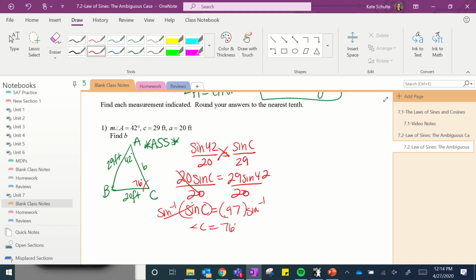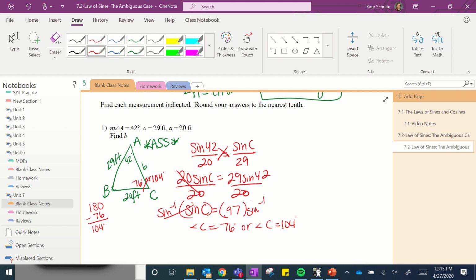So I need to check, and I need to do it now before I move on to angle B, because this is the angle that we solved for. Is there another option for angle C? I'm going to subtract, the same way we were doing before, 180 minus 76 to find its supplementary angle. That gives us 104. So angle C could also be 104.